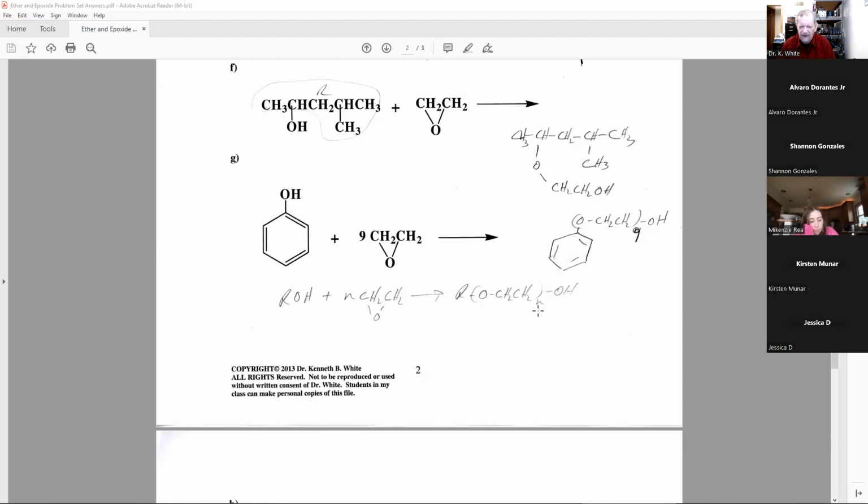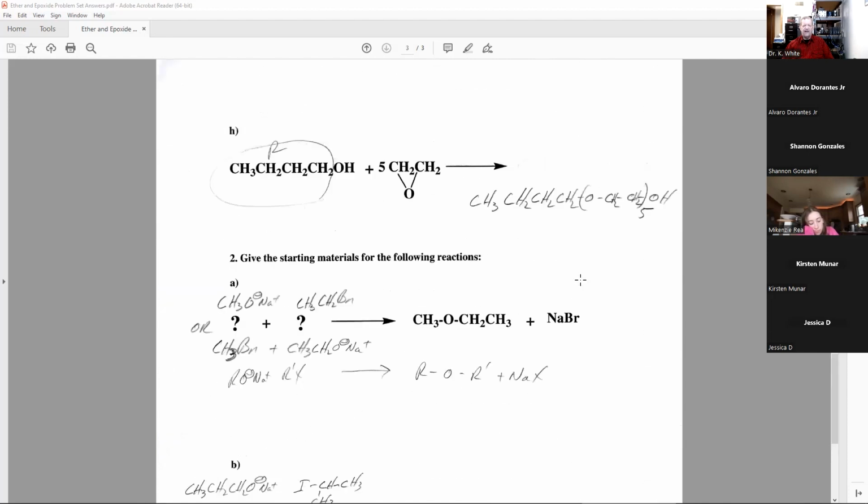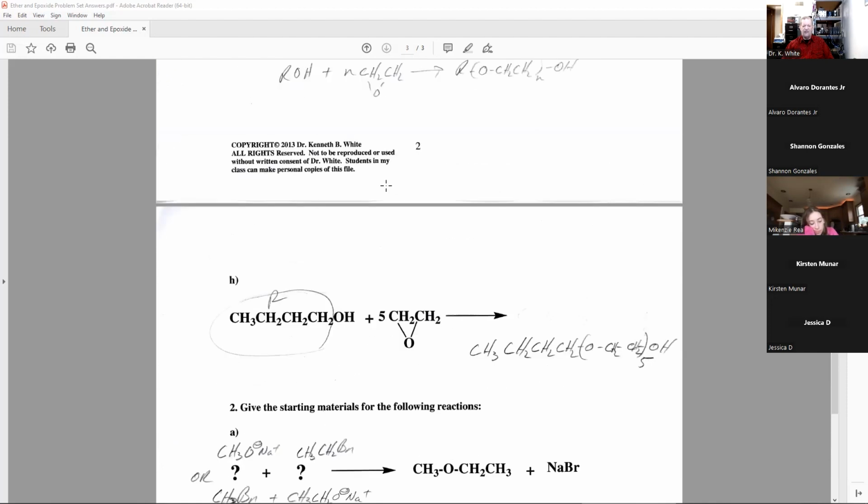Listen carefully. Common mistake. Students put the OH inside the bracket. Wrong. I'll say it again. The OH is wrong if you put it inside this bracket. It needs to be on the outside. And the subscript N comes from the coefficient of ethylene oxide. R, benzene ring, O, CH2, CH2, close bracket, 9, OH. And here I just give you a different R group. N is 5, same reaction. The OH group goes outside the bracket.